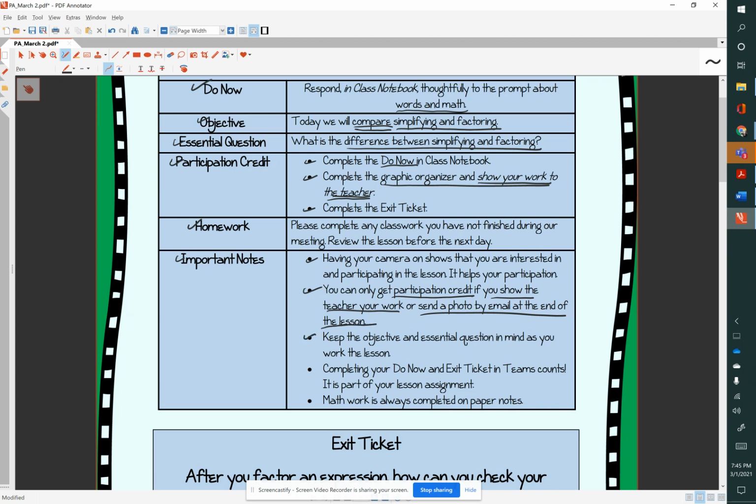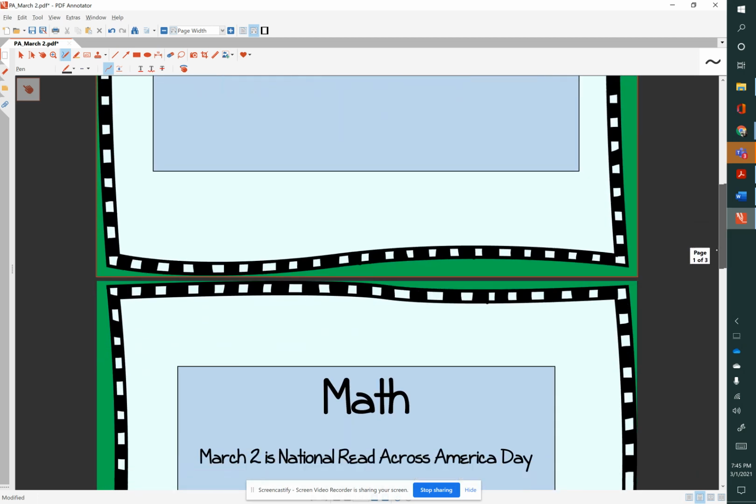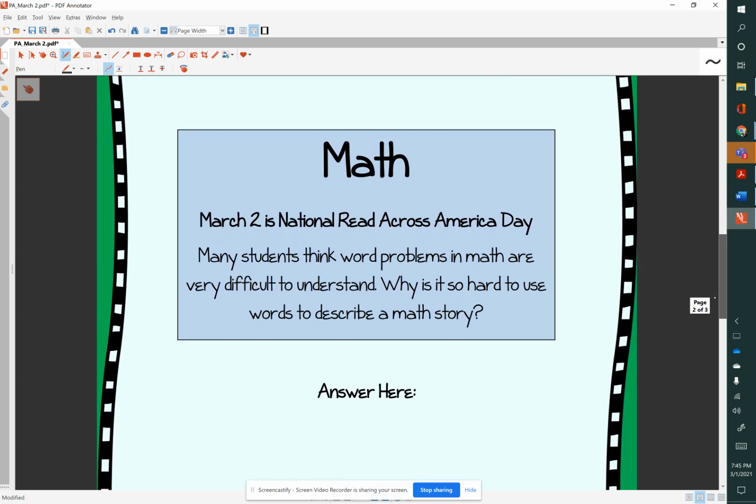Always keep the objective and the essential question in mind as you work the lesson, that helps you understand. Remember to complete your do now and exit in Teams. And math work, our math is always completed on paper notes. So we'll get back to our exit ticket in a few minutes, but we've got a really interesting do now today.